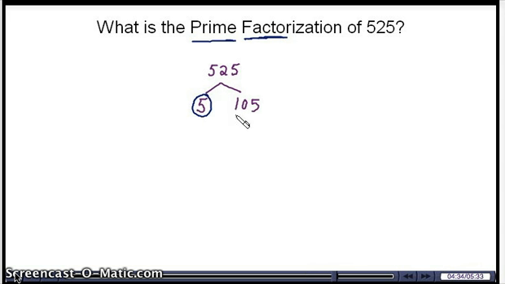But we still have to factor 105. Well, the last digit of this number is also a 5, so we could use 5 again. And when I divide 5 into 105, I get the number 21. So we know 5 is prime, so we're done with this branch. And now we have to factor 21. Well, 21 is the product of 3 and 7, and both of those numbers are prime. So now we have all of our prime numbers.